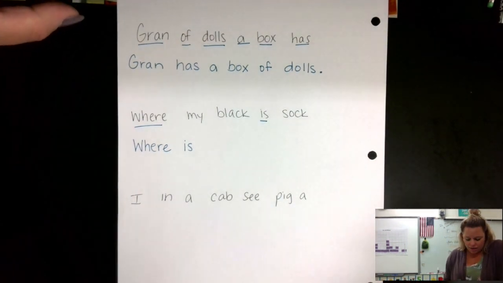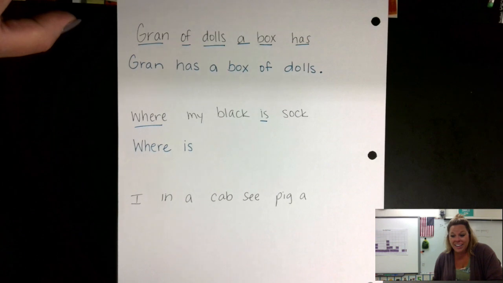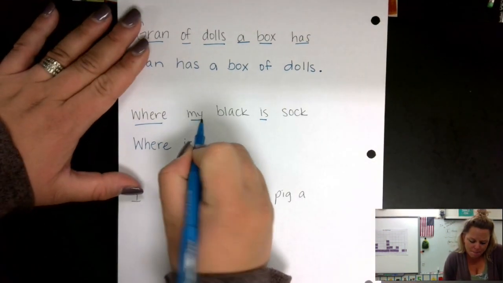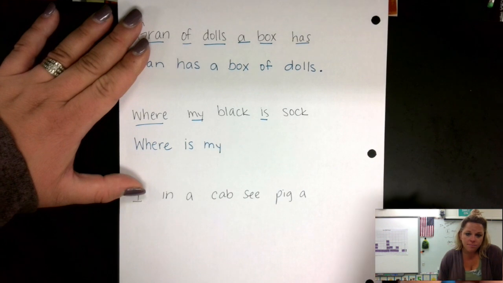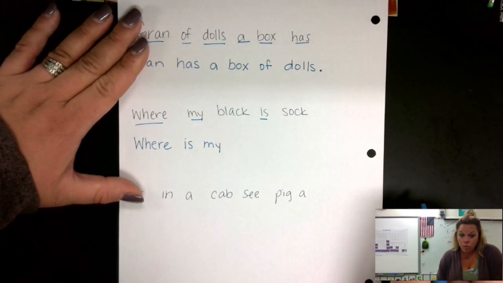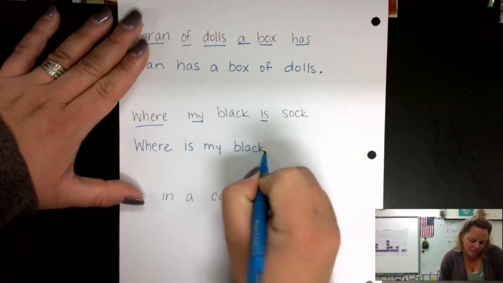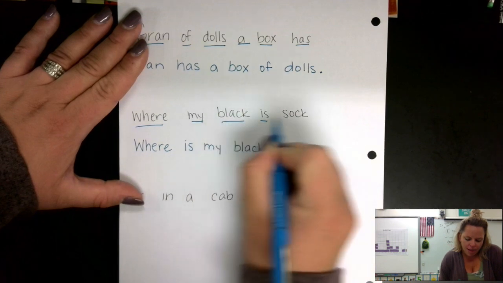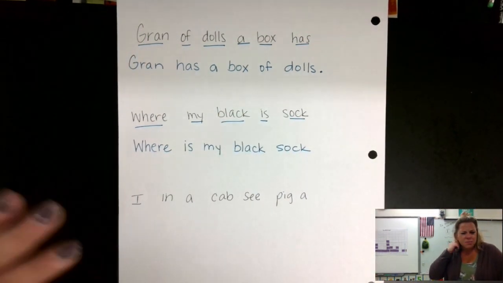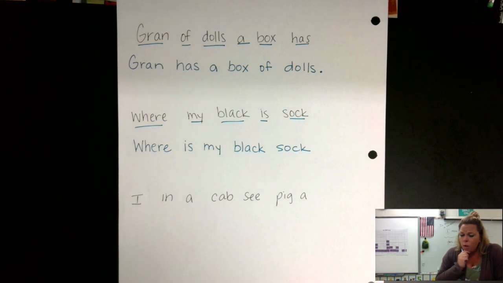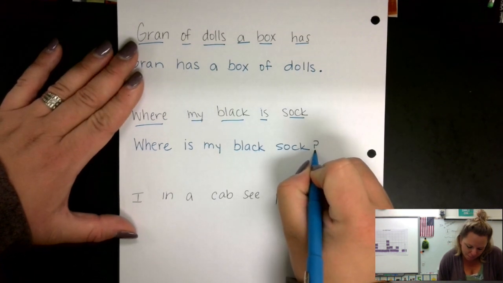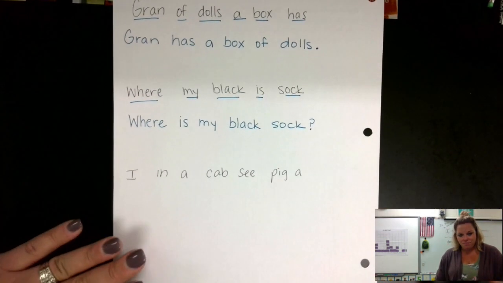Where is sock? Yeah, but whose sock and what kind of sock? Where is my what? Sock black? Or where is my black sock? Right, black sock. Black and sock. And then what do I need for an end mark? This one is not going to take a period. Where is my black sock? Sounds like I'm asking something, doesn't it? So what will I need to have? A question mark, right. Go ahead and make sure you have a question mark at the end.